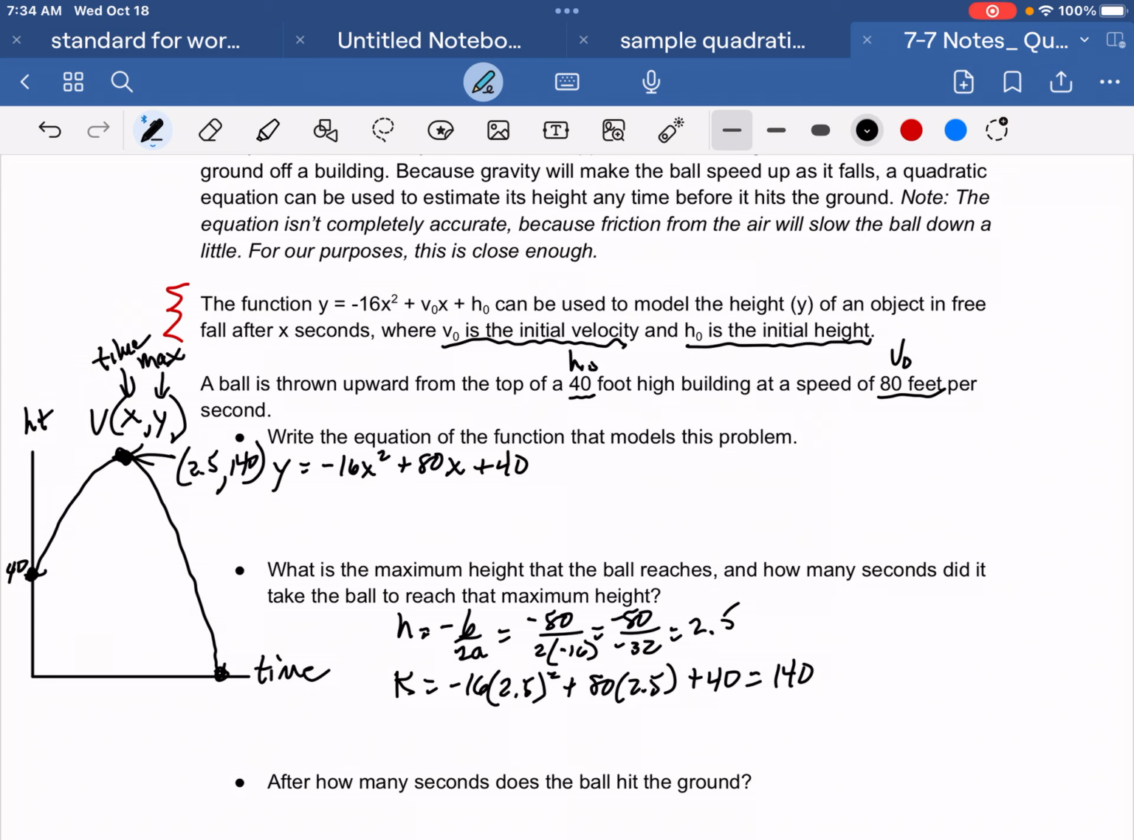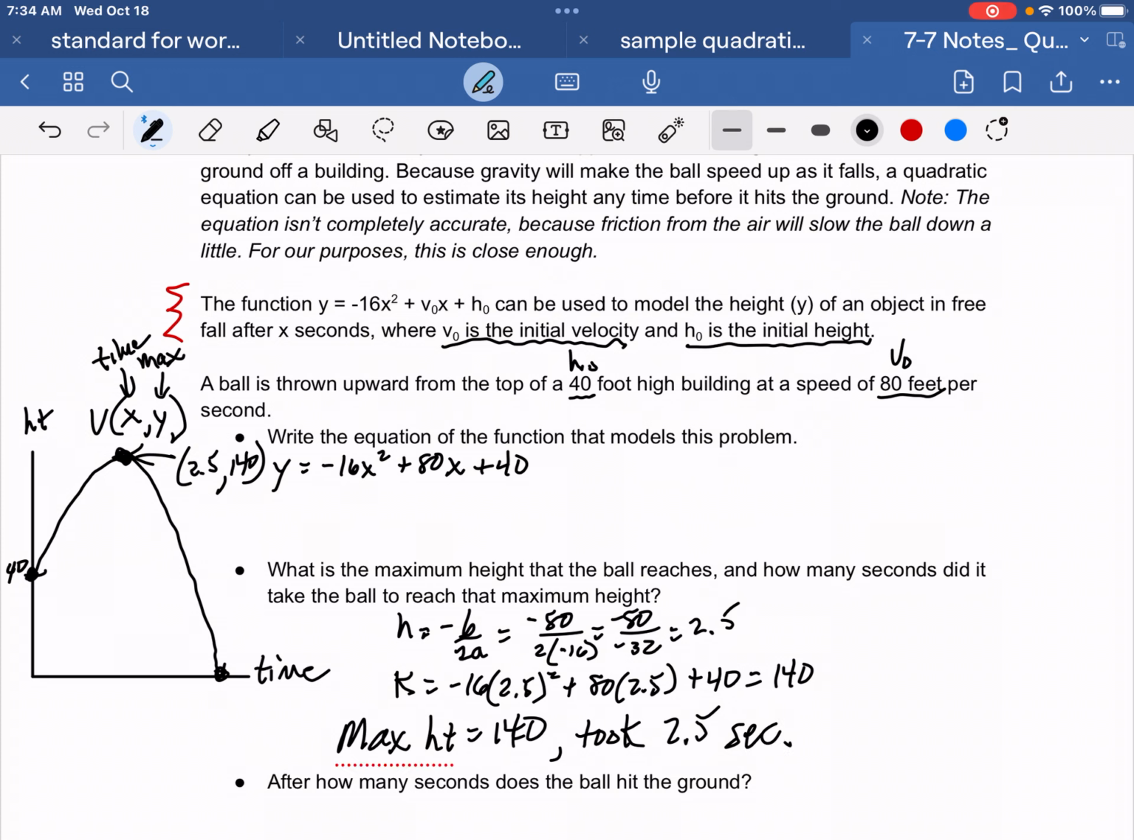Okay, so what we know is that the maximum height is 140, and it took 2.5 seconds to get to that height.